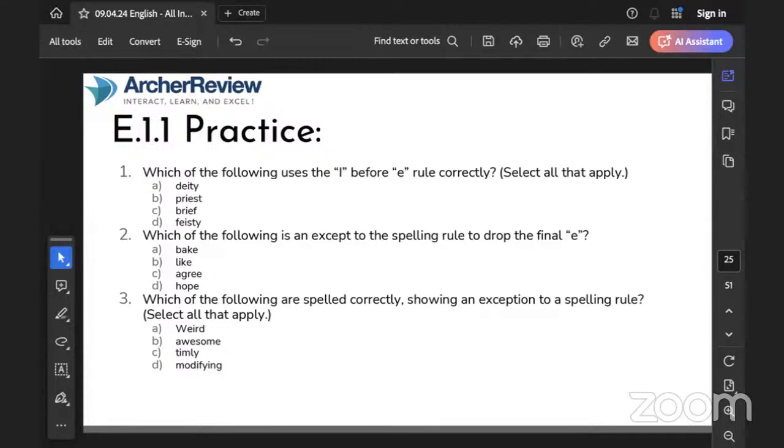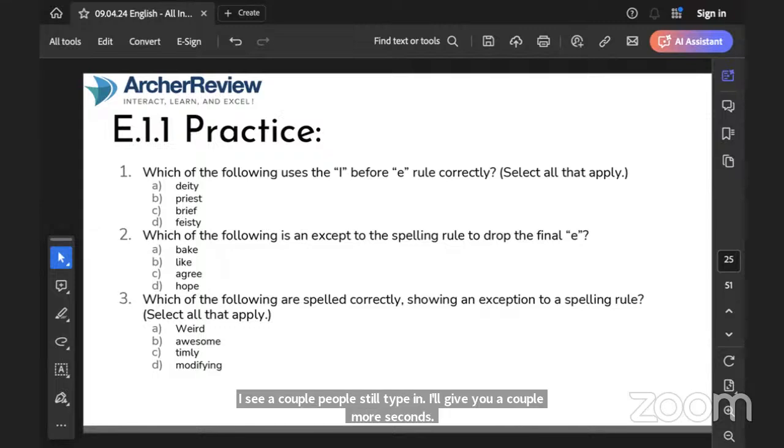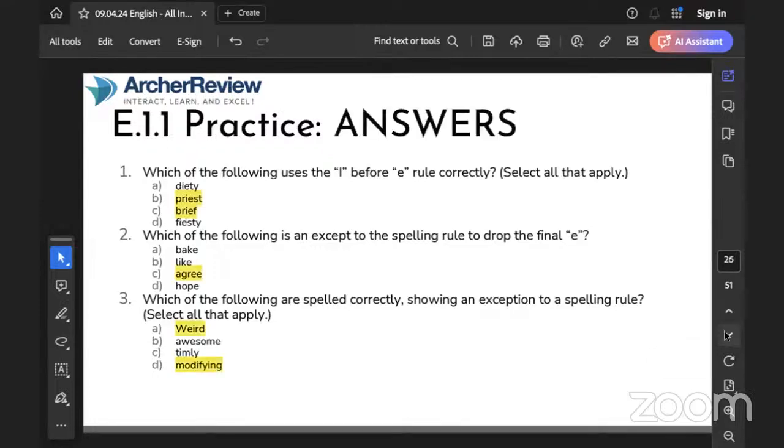All right, everybody good? Oh, I see a couple people still typing. I'll give you a couple more seconds. All right, let's get looking at it.